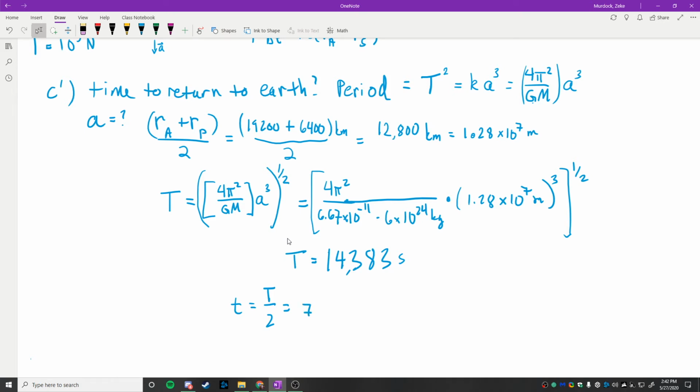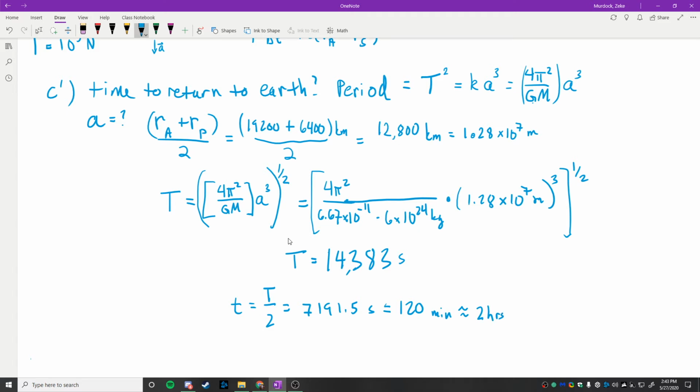So 7191.5, about 7190 seconds, and of course we can convert. We can convert it to minutes if we divide by 60, right? 7191.5 divided by 60 gives us about 120 minutes. What is it? 2 hours, basically. So this is like 120 minutes, which is approximately 2 hours.